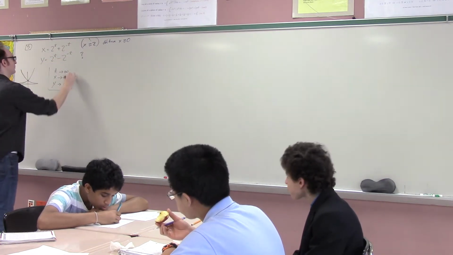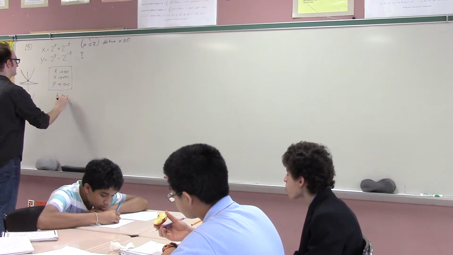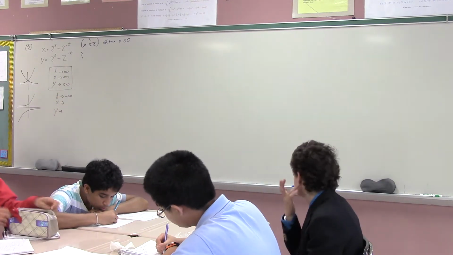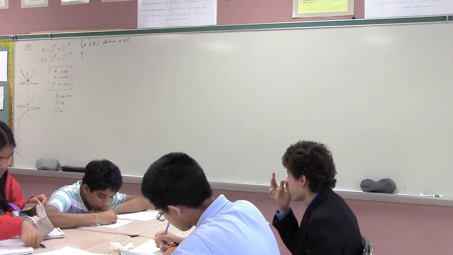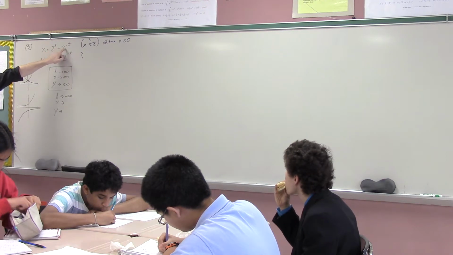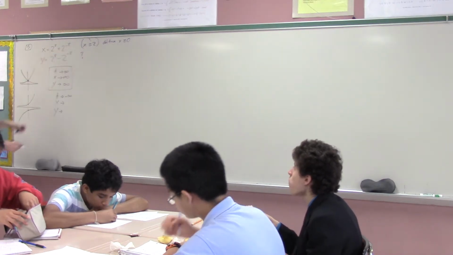All right, 1 down, 1 to go. How about as t goes to negative infinity? Well, now that's 2 to the negative infinity, which is pretty much 0, plus 2 to the negative infinity, so that's going to infinity, right?